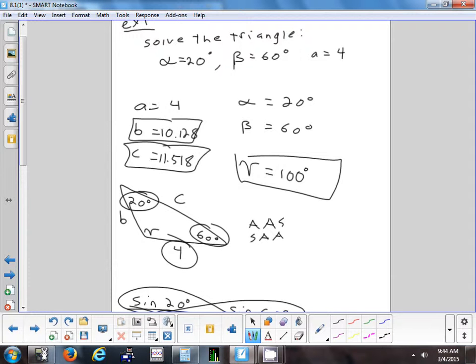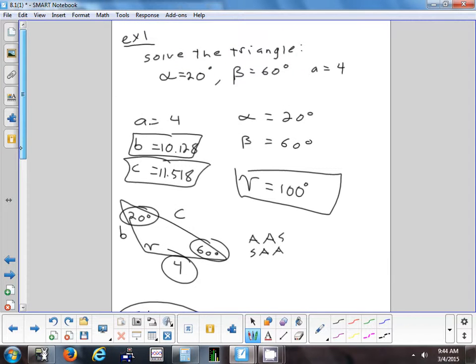Okay, and as always with any triangle, the biggest side should be across from the biggest angle. The smallest side should be across from the smallest angle. If that didn't happen, something's definitely wrong. But this looks reasonable. Okay. Any questions on that one?